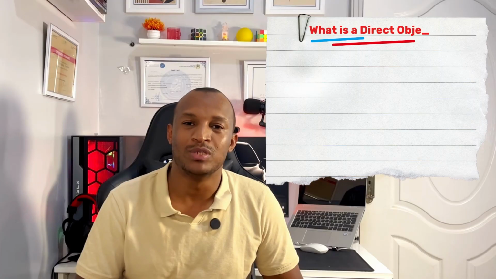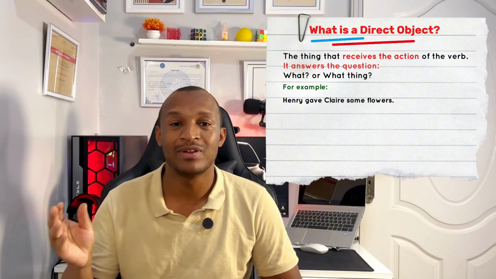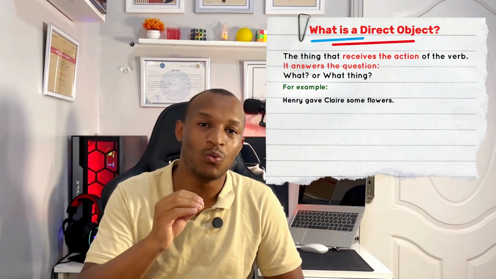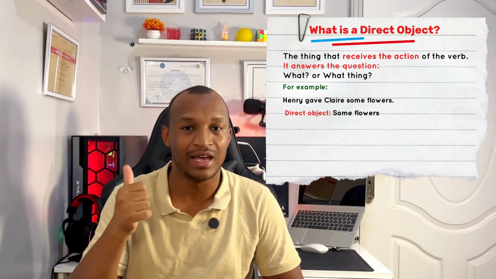What is a direct object? A direct object is the thing that receives the action of the verb. It answers the question of what or what thing. For example, Henry gives Claire some flowers. So, what did Henry give? Some flowers. So, flowers is a direct object.